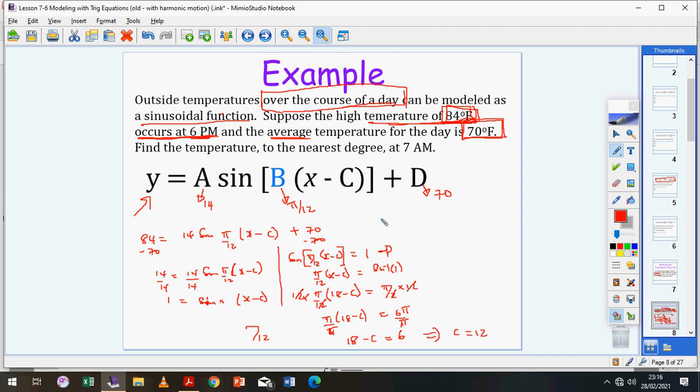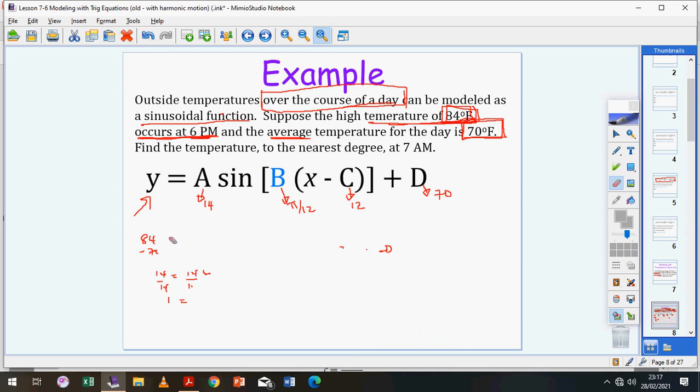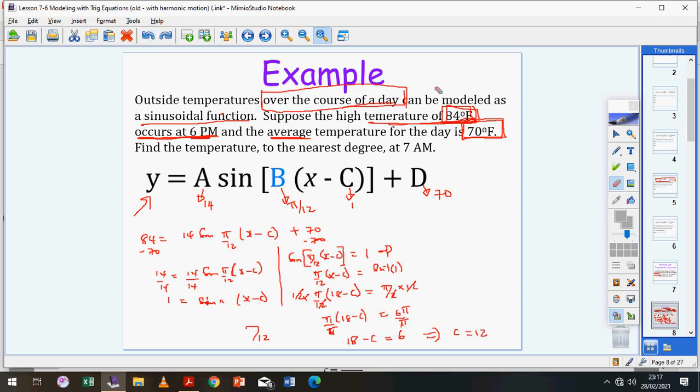So I have found c as well. C is 12. Now I have all the information that I need for this question. The only thing I need to figure out now is the question that they asked me.